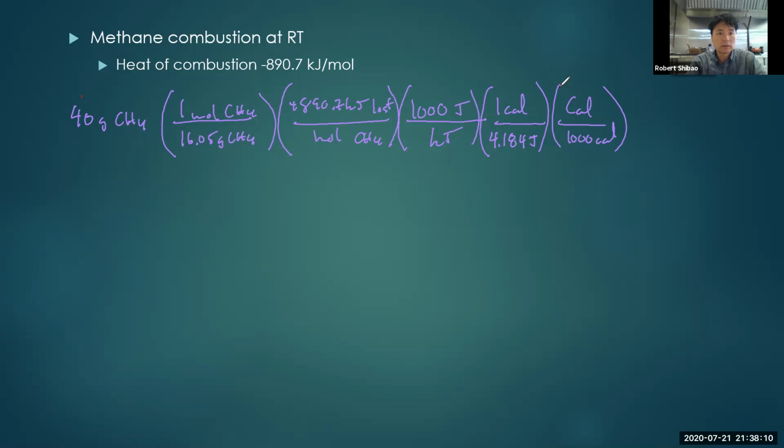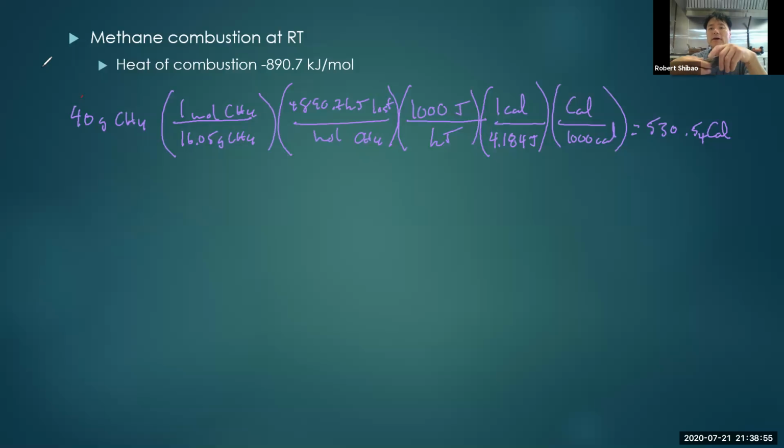So I go 40 divided by 16.05 times 890.7 divided by 4.184. 1,000 cancels. And so if I were able to eat 40 grams of methane, I would get 530.5 calories. About 530 calories, something like that. Let's do exactly 40 grams.